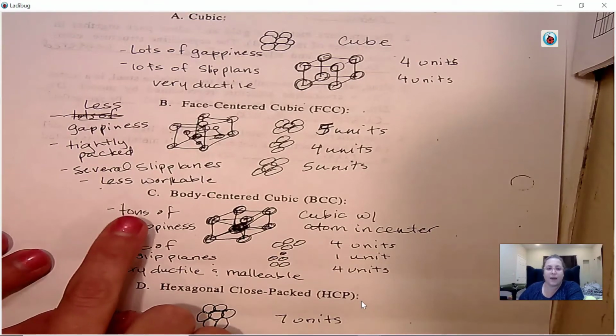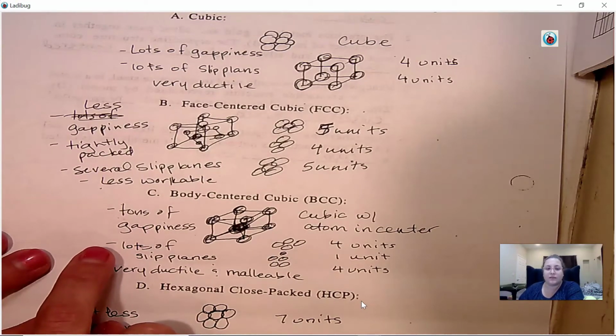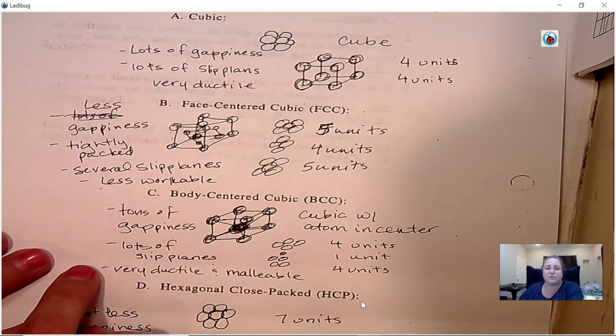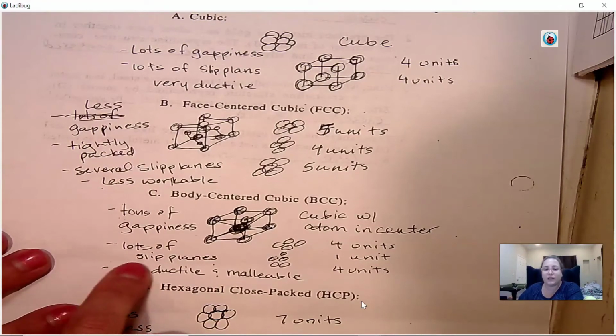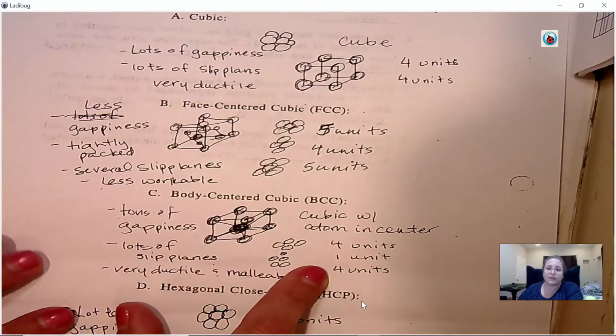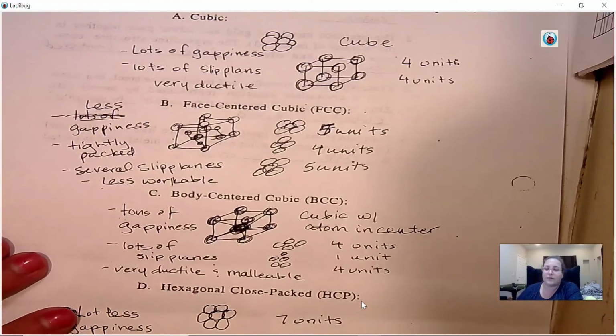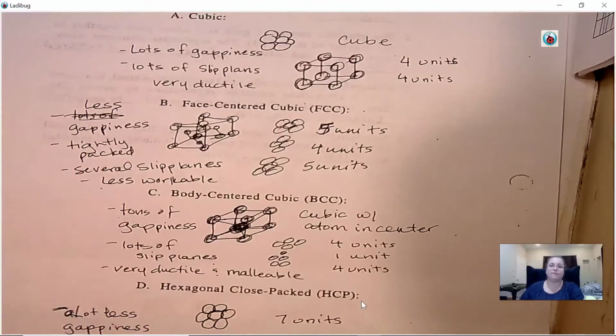We have tons of gappiness, lots of slip planes. Because it has lots of slip planes and lots of gappiness, it makes it very ductile and malleable. Ductile means it can be drawn into a wire very easily. Malleable means it can be hammered into sheets very easily.